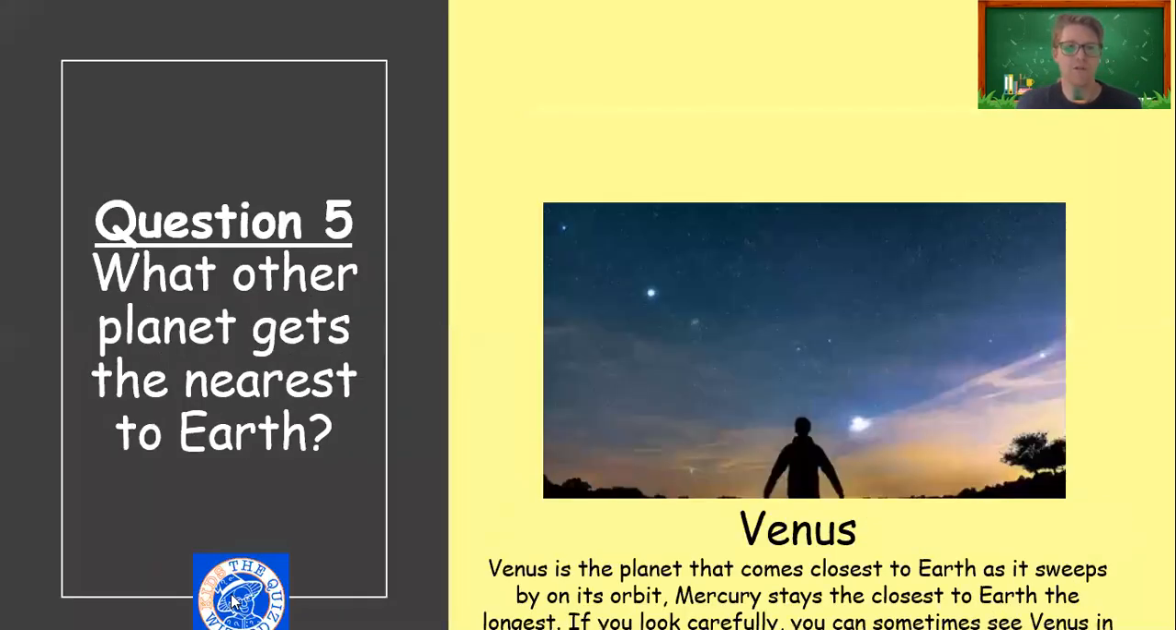Question 5, what other planet gets the nearest to the sun? That is Venus. Venus is the planet that comes closest to Earth as it sweeps by on its orbit. Mercury stays the closest to Earth for the longest, but Venus gets the closest. Actually, if you look really carefully sometimes, you can see Venus in the sky.